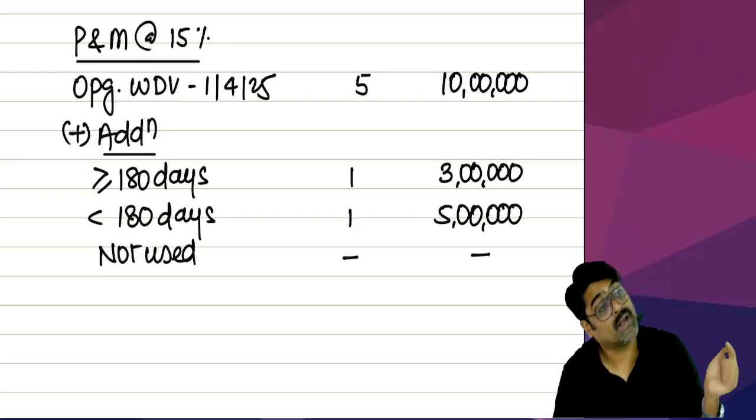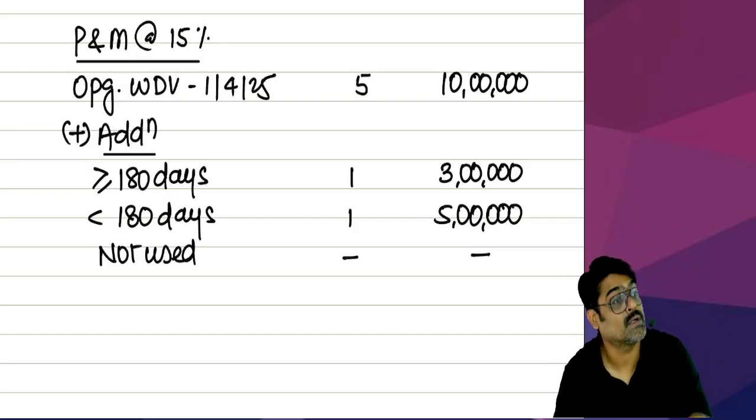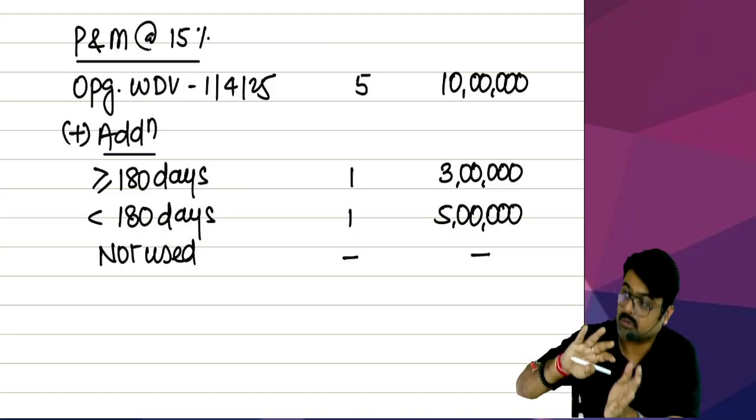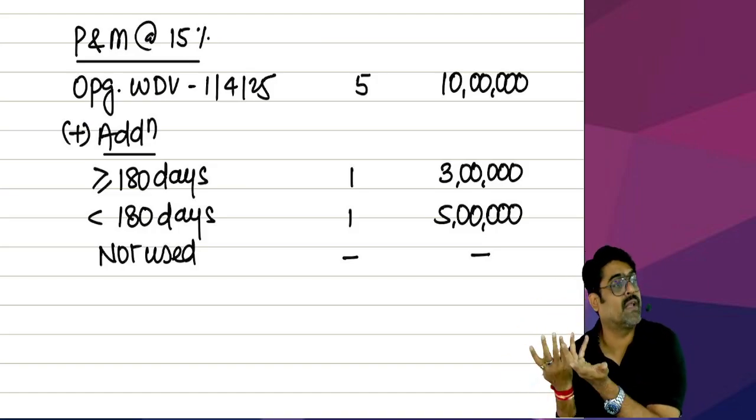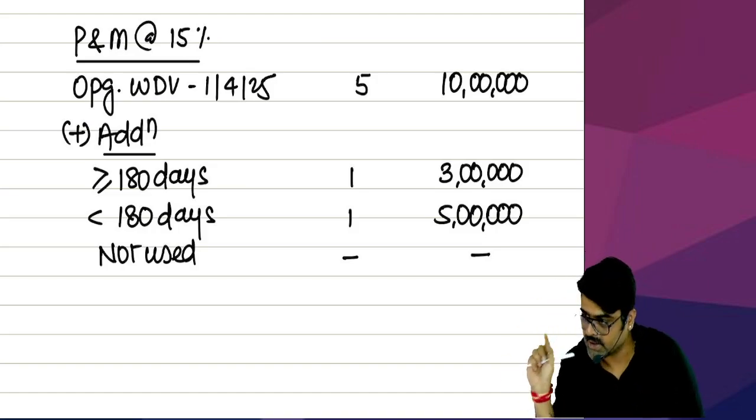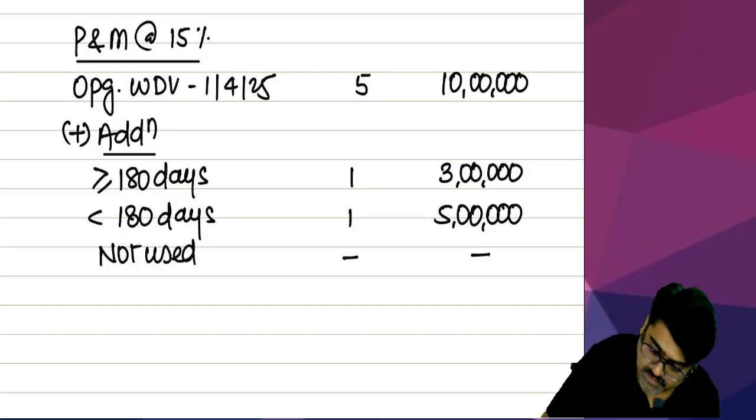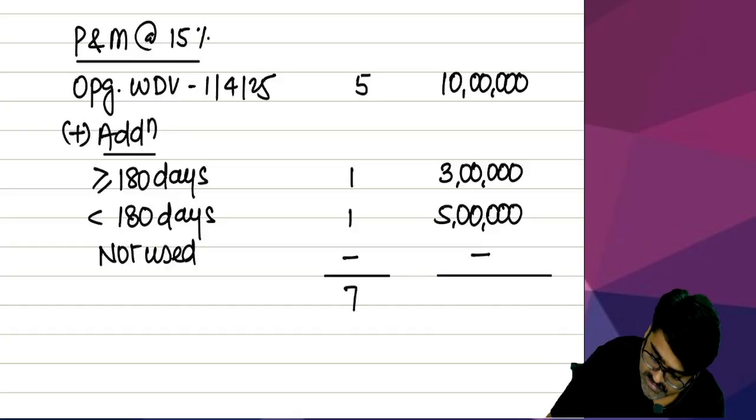If one asset is acquired in this year and it was not put to use, then you will write down that asset also, you will write down the cost also. But if there is no such asset, this will be dash. Yes or no? Now tell me, how many assets are there in the block now? 7 assets are there in the block. How much is the total value of the block?